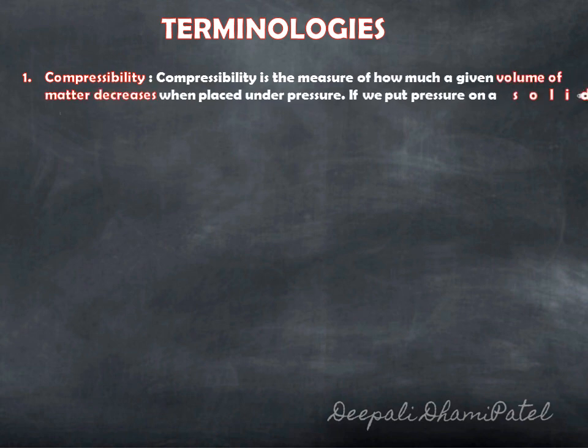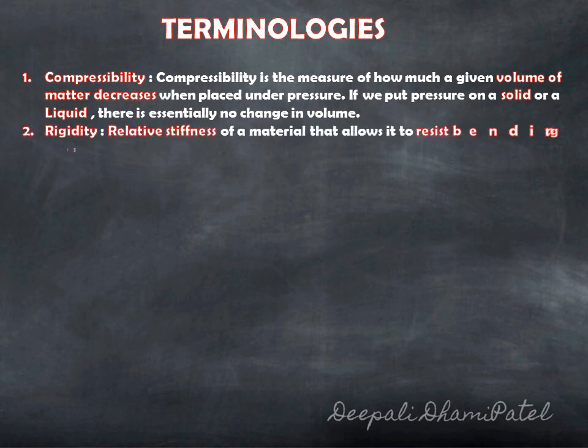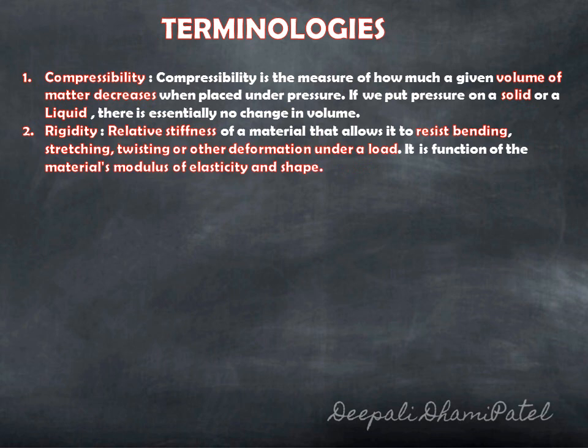Compressibility is the measure of how much a given volume of matter decreases when placed under pressure. If we put pressure on a solid or a liquid, then there is essentially no change in volume. Rigidity: relative stiffness of a material that allows it to resist bending, stretching, twisting, or other deformation under a load. It is a function of the material's modulus of elasticity and shape.